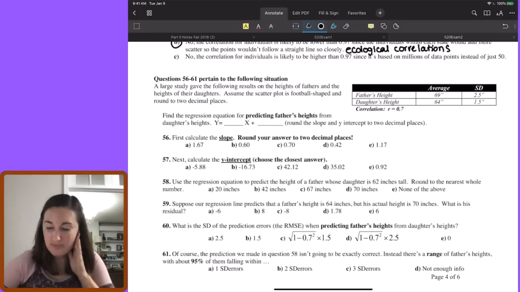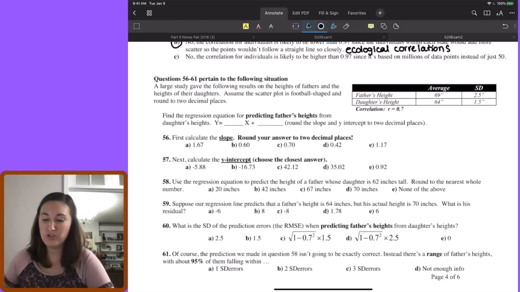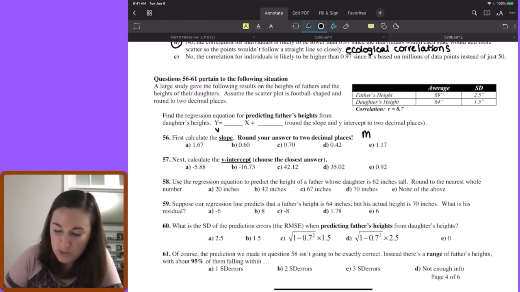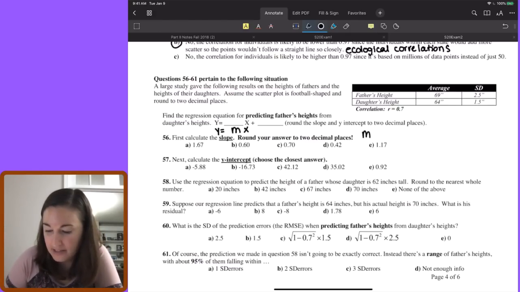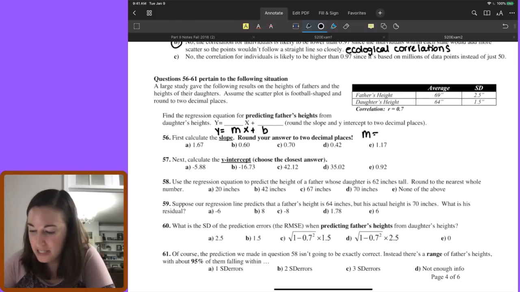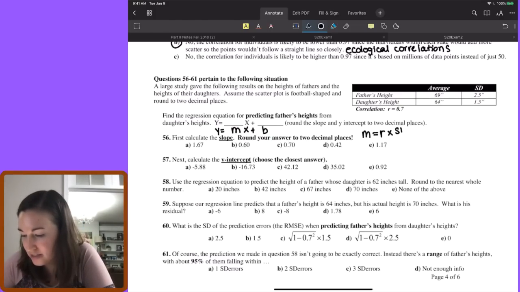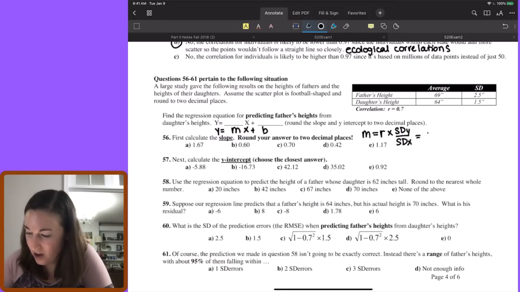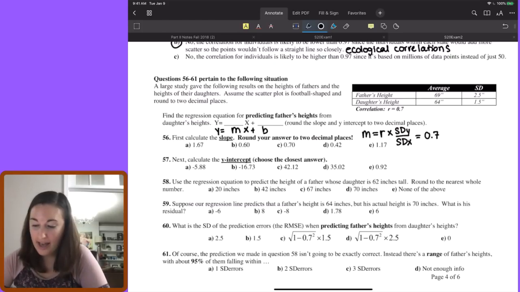Okay, so first find the slope. So the slope of the regression equation is m, right? This would be y equals mx plus b, slope intercept form. So m is just r times SDY over SDX. Obviously, you guys do not need to memorize this because you can use your notes. So that's nice. R is 0.7, and then SD of y and SD of x.